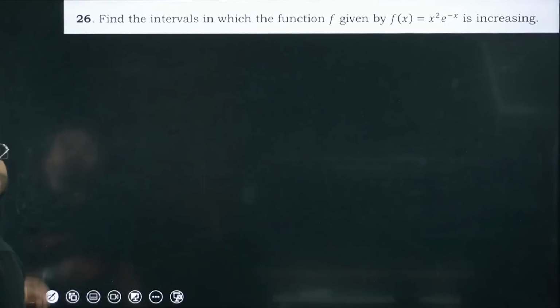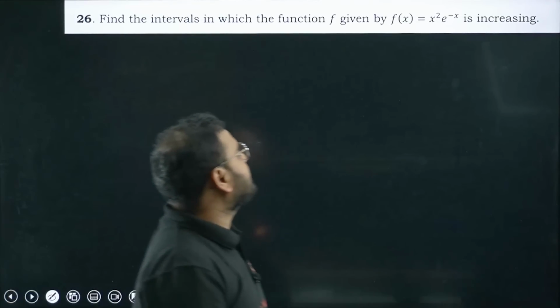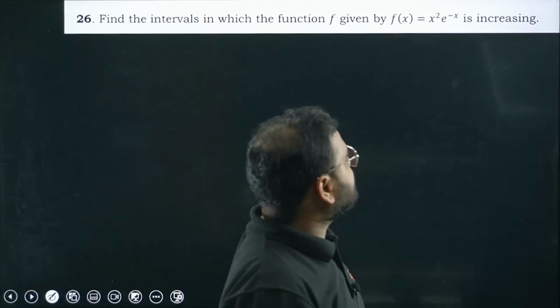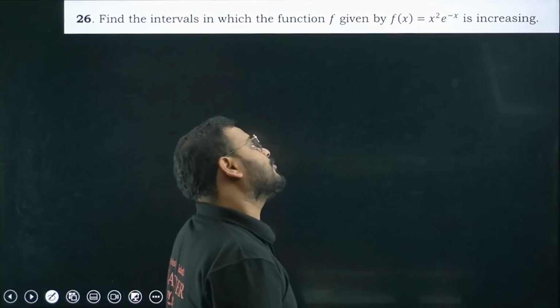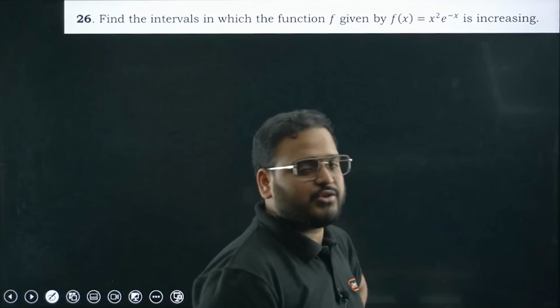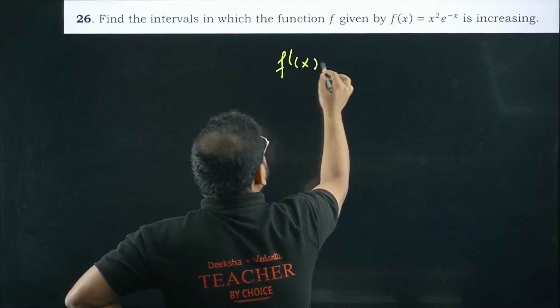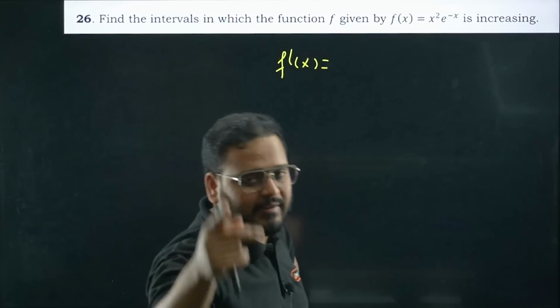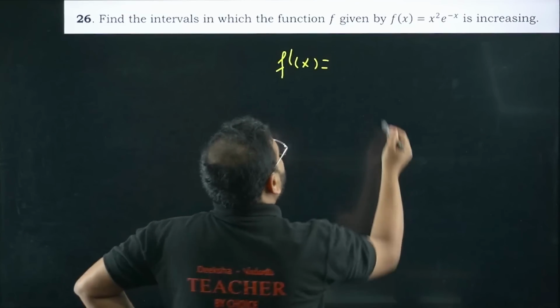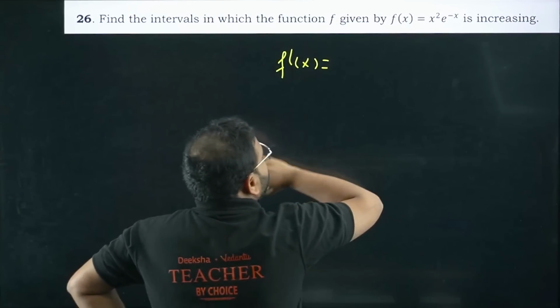Question number 26 now. Find the intervals in which the function given by f(x) equals (x square minus...) e power minus x is increasing in nature. For any of this, what we do is, first find the critical points. For that, we find the derivative and put it equal to 0. So we have to apply the product rule over here.